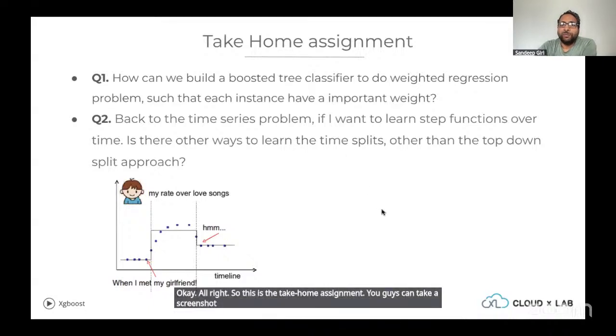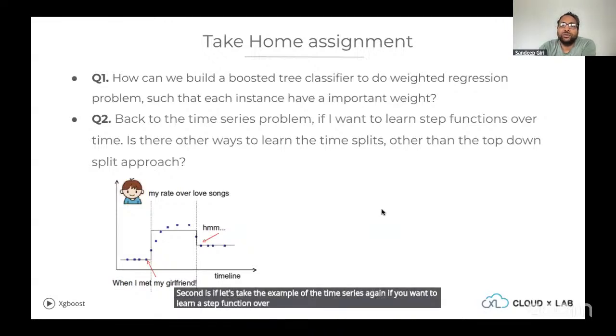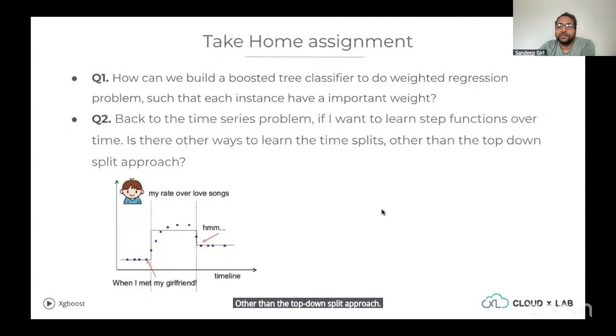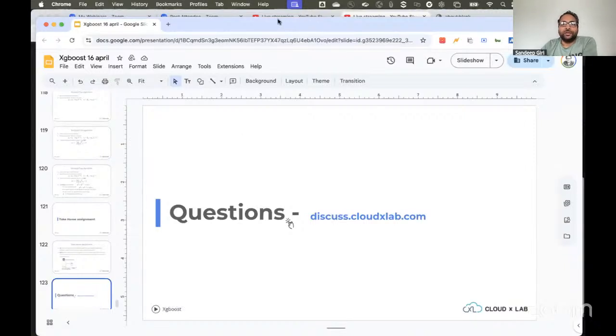How do we build a boosted tree classifier to do a weighted regression problem, such that each instance has an importance weight? Weighted regression means some instances are more important than others. If you have to do that, how would you build it? Second, let's take the example of time series again. If you want to learn a step function over time, is there a way to learn the time splits other than the top-down split approach? Think over it. All right, go ahead with your questions, everyone.